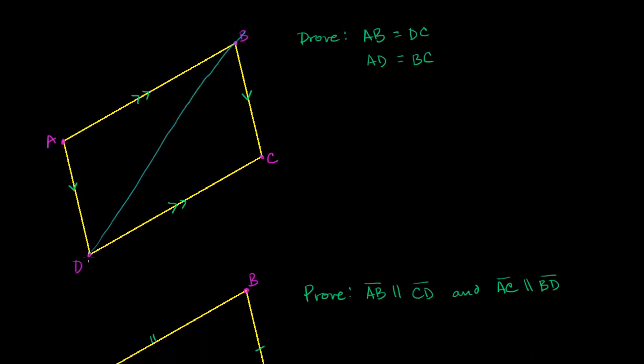So if we view this diagonal DB, we can view it as a transversal for the parallel lines AB and DC. And if you view it that way, you can pick out that angle ABD, that's that angle right there, is going to be congruent to angle BDC because they're alternate interior angles. You have a transversal, parallel lines. So we know that angle ABD is going to be congruent to angle BDC.